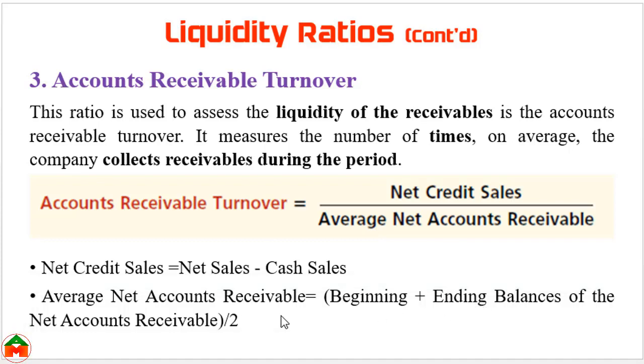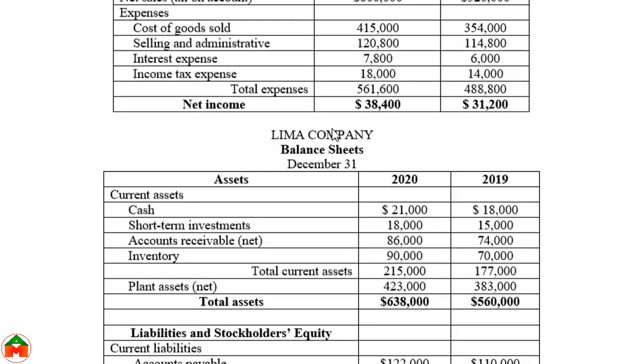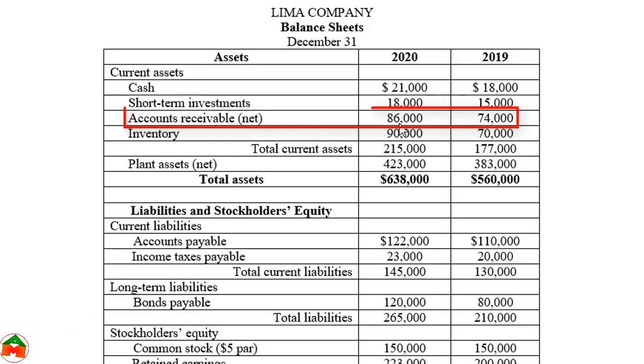So let's see the practical calculation from the math. From the problem we can see net sales, that means all are credit sales, so we don't need to deduct the cash sales. The amount of net sales is 6 lakh, and on the other hand receivables are 86,000, 74,000. We will use these two amounts because we need to calculate the average net receivable. After adding these two amounts, we will divide by 2 to get the average account receivable.